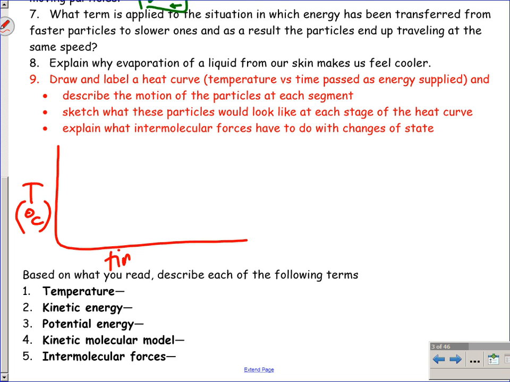Time or what? Time or... So it's like time passed as energy is supplied. So you could say, now I'm going to put kinetic energy more correlating with temperature. So I don't want to add that there. There's another word I used. I drew this yesterday too. Anybody? Heat added.